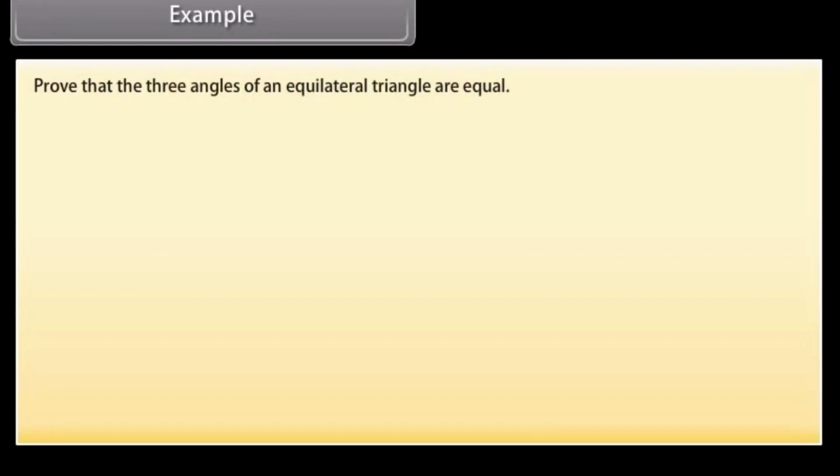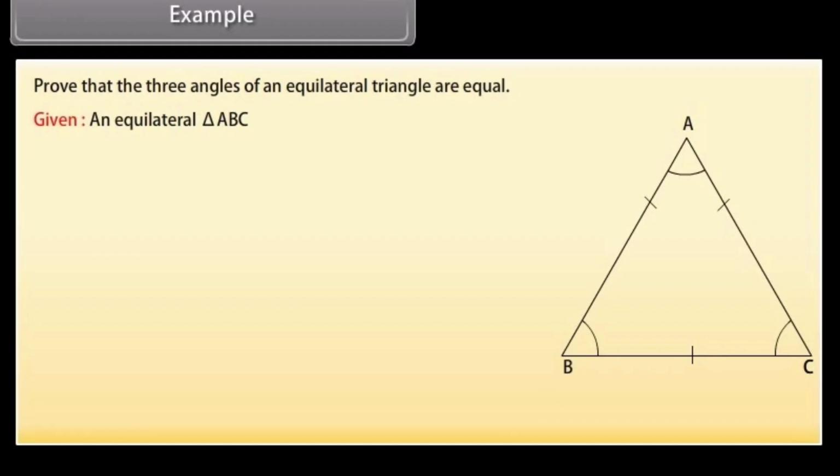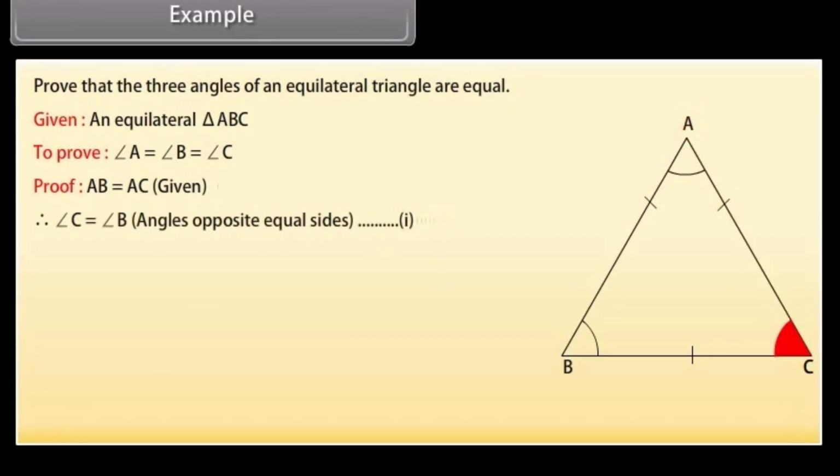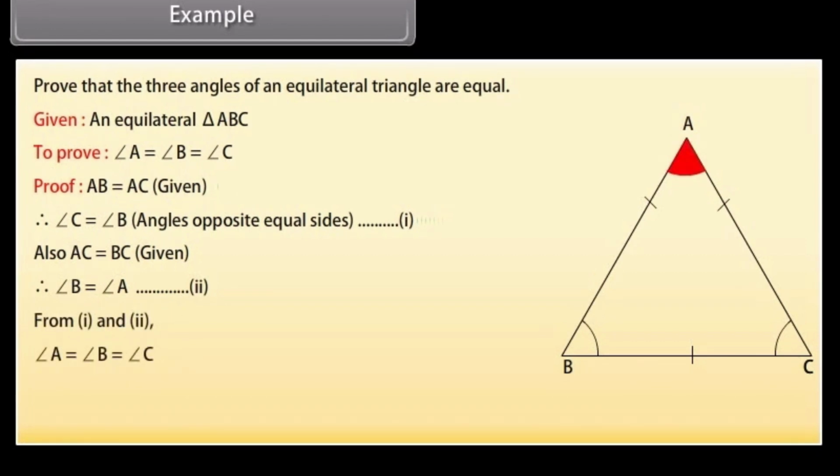Example. Prove that the three angles of an equilateral triangle are equal. Given an equilateral triangle ABC, we have to prove that angle A is equal to angle B, which is equal to angle C. Proof. AB is equal to AC is given. Therefore, angle C is equal to angle B because angles opposite equal sides are equal. Mark it as 1. Also, AC is equal to BC is given. Therefore, angle B is equal to angle A. Mark it as 2. From 1 and 2, angle A is equal to angle B, which is equal to angle C. Hence the result.